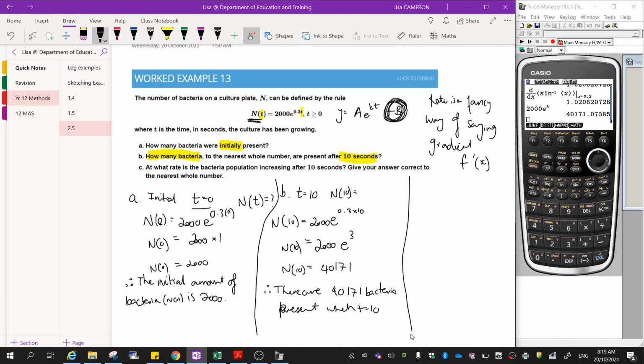Okay, at what rate is the bacteria population increasing after 10 seconds? At what rate is it increasing after 10 seconds? So, we're asked for a rate. A rate is a fancy way of saying gradient, which now means we're still looking at 10 seconds, but now we want to find the gradient at 10 seconds is equal to what?